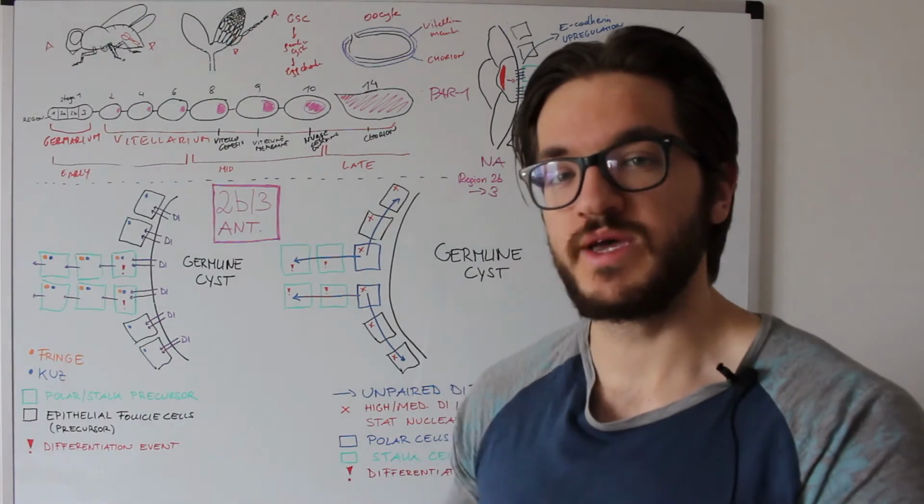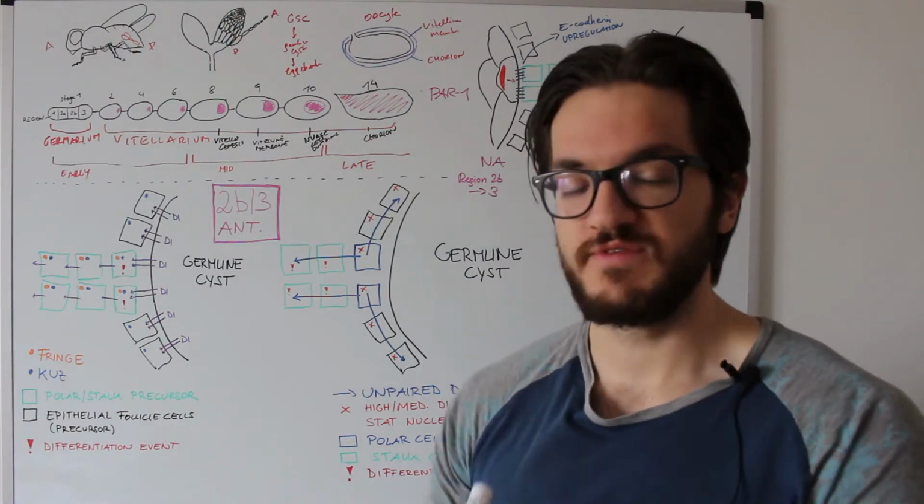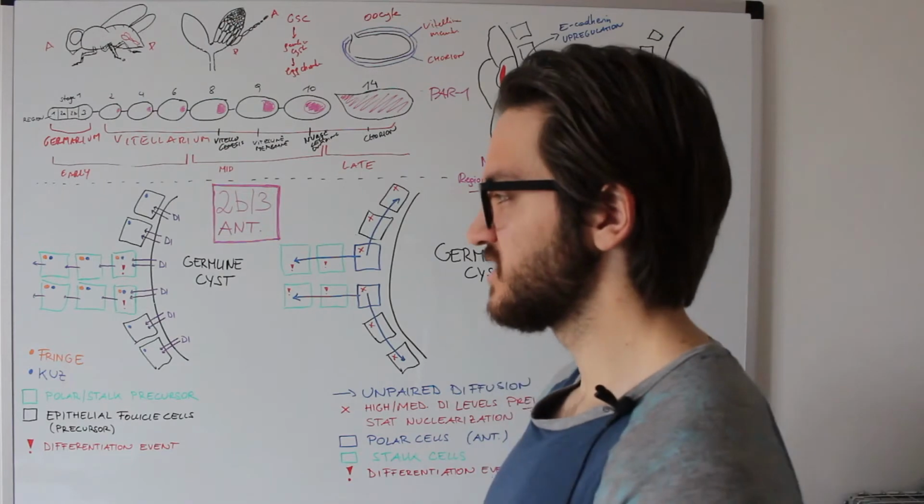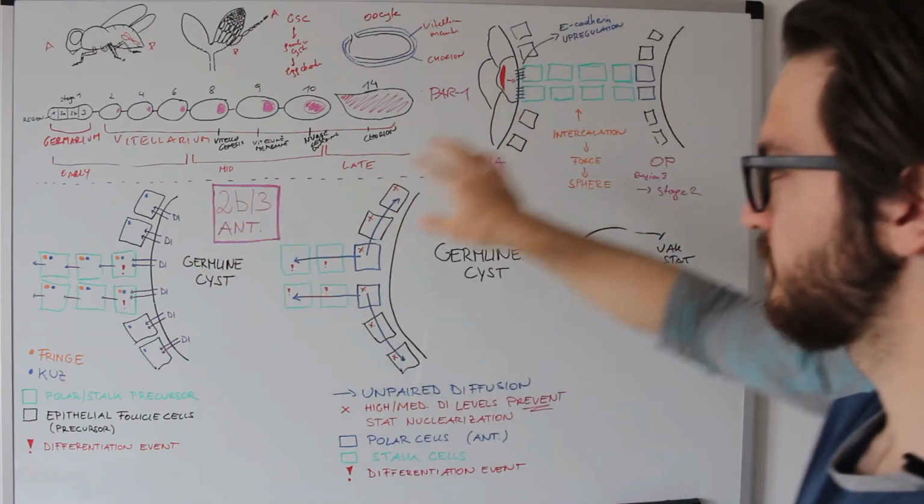So let's paint a coherent picture one more time. Imagine having one egg chamber. We discussed what happens anteriorly and we discussed what happens posteriorly.